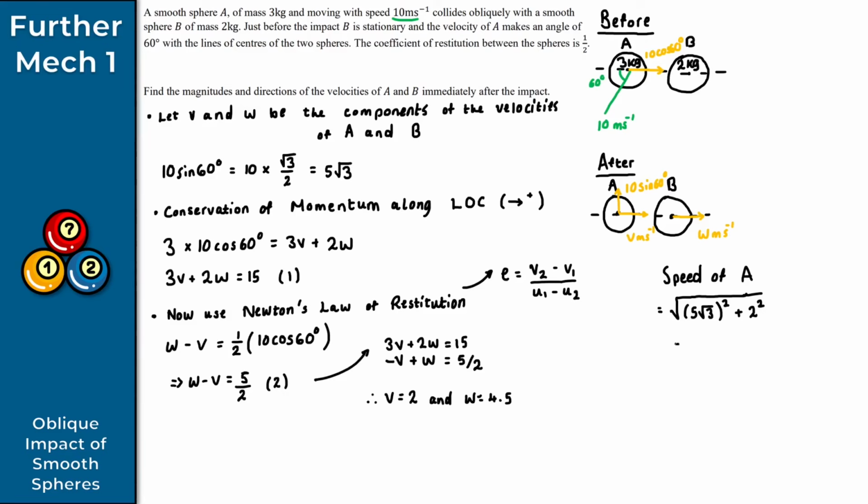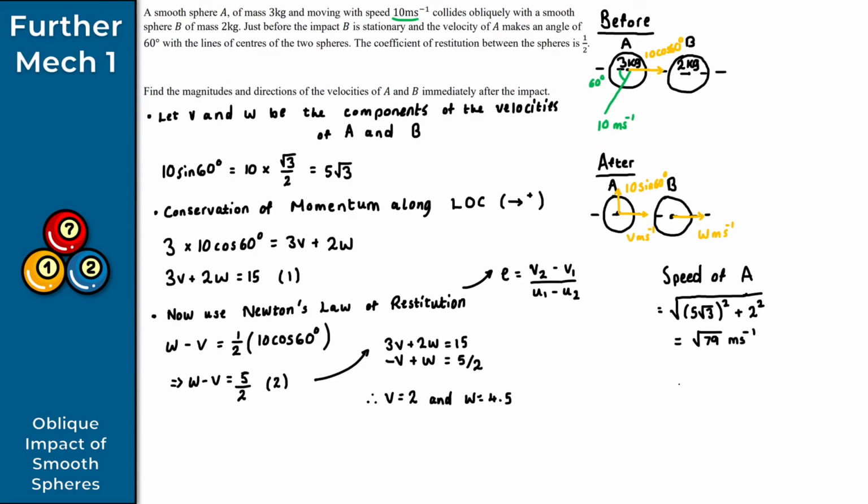What does that give us then? So 5 root 3 squared is 75, 2 squared is 4. So 75 plus 4, we get root 79 here. Okay, so the speed of A here is just simply root 79 meters per second.